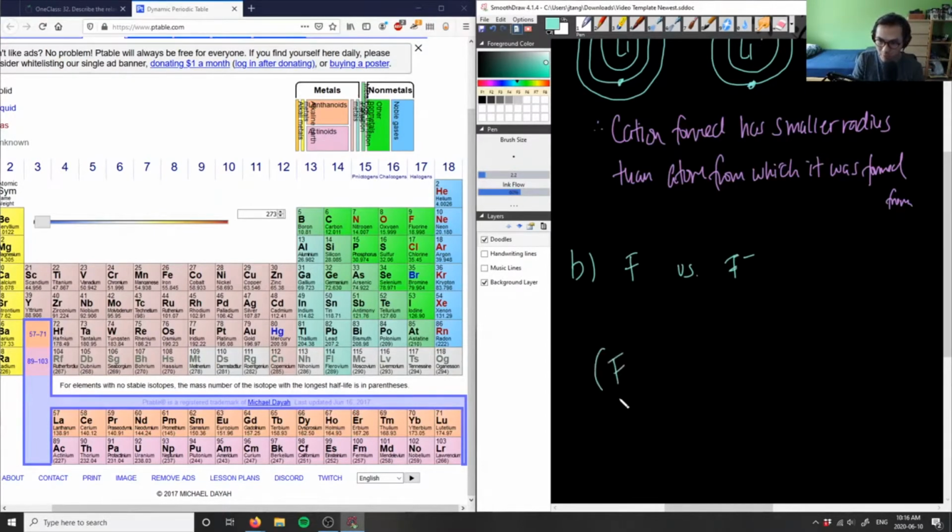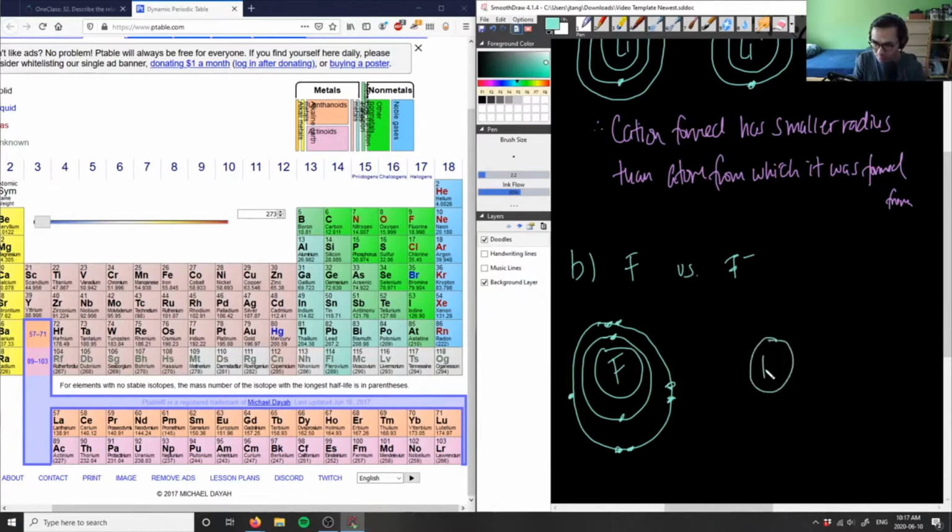So I'm going to draw out my Bohr-Rutherford for F here. Okay, this is a very bad circle. I have the first shell, I have 2. In the second shell, I'm going to have 7, right? 1, 2, 3, 4, 5, 6, 7. And the F minus would simply just be F, but I would gain an electron, right? So it would be satisfied with the full shell. So it's 1, 2, then 1, 2, 3, 4, 5, 6, 7, and 8.